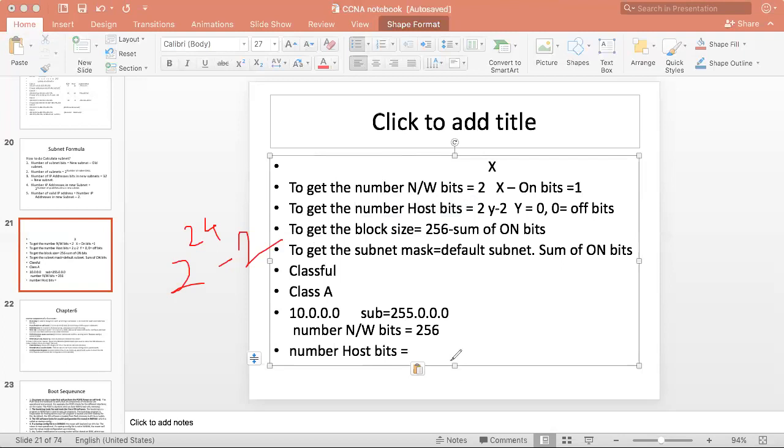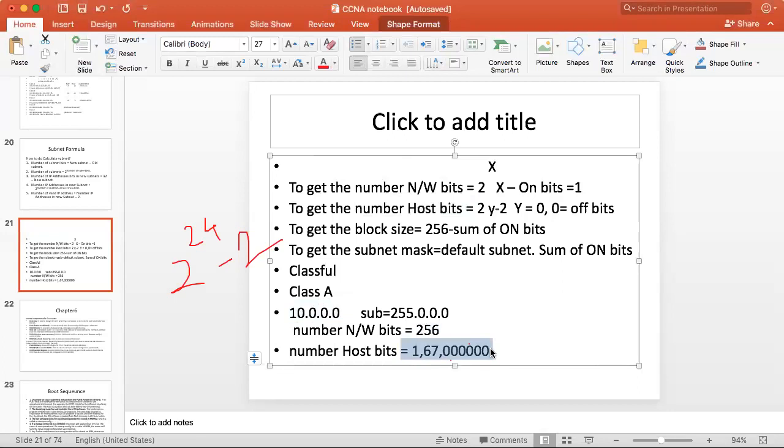For example, let's say the number of host bits gives 1 crore 67 lakh. So this many IP addresses you will have in one network. So how many total networks do we have now? We have 256 networks by default, right? So this many IP addresses you will have in each network.